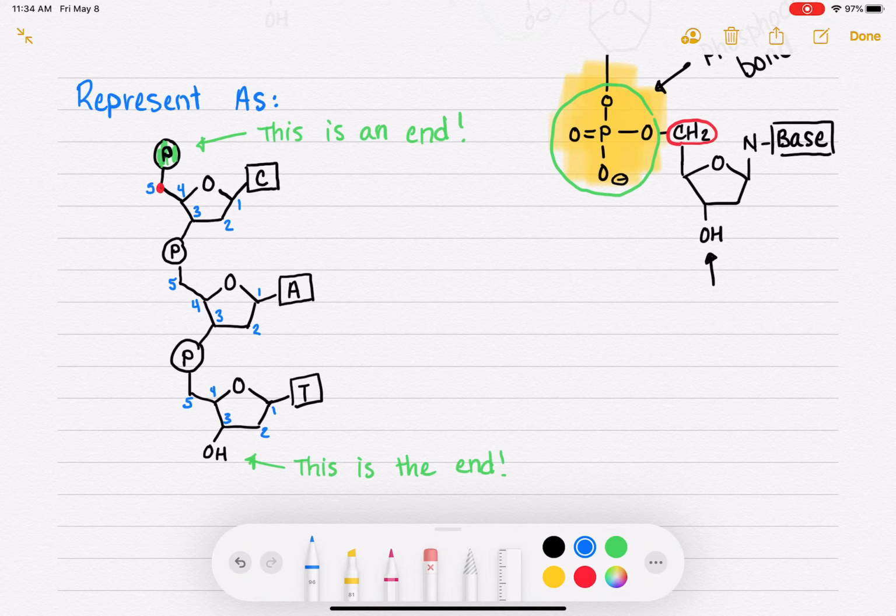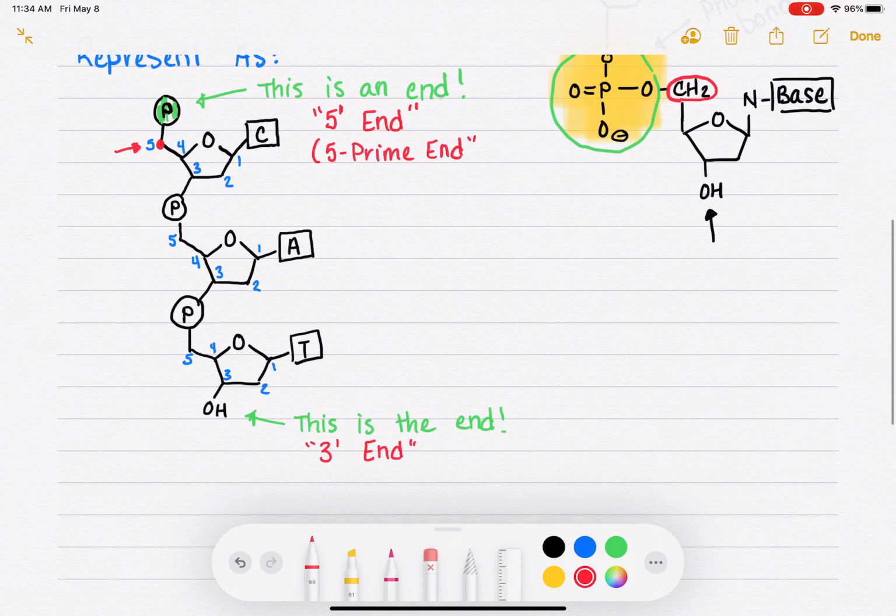So the notation that we use for the beginning and the end of a nucleic acid is that we say that up here on the top, we call this the 5' end. That apostrophe looking symbol is pronounced prime, so we would call this 5' prime, and that is referring to that carbon number 5 right there. And then down here, this particular end, we call this the 3' end. Again, that's pronounced 3 prime.